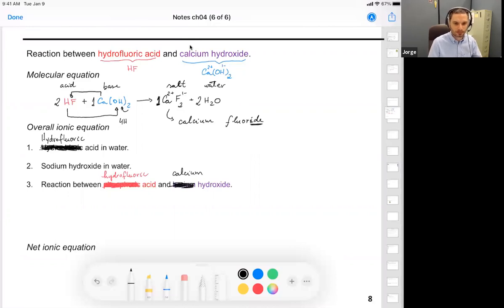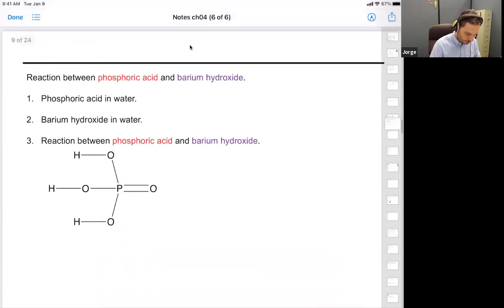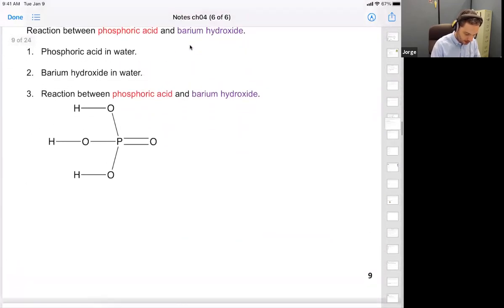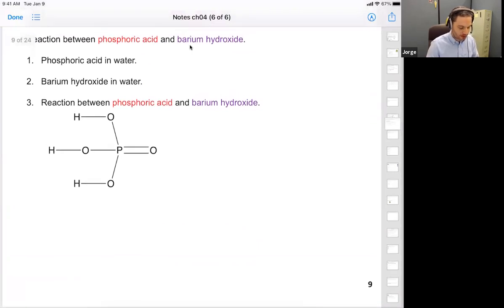Okay, so the first case I showed you, HCl plus NaOH, very simple reaction, 1 to 1 to 1. Now we have a slightly more complicated case because we have two hydroxyl groups. And with that, we are ready to tackle a third example here regarding the reaction between phosphoric acid and barium hydroxide.